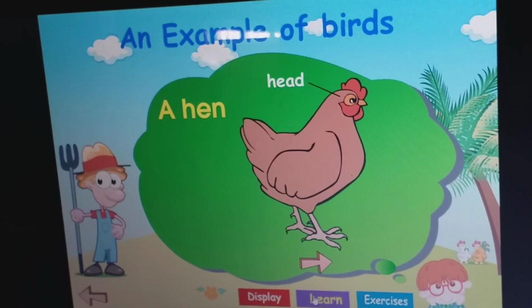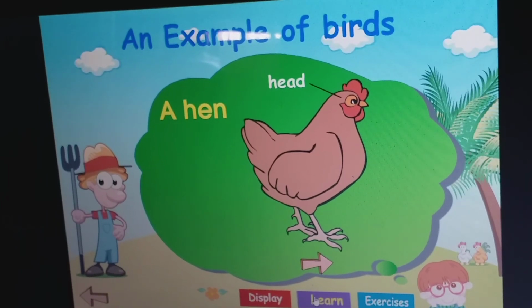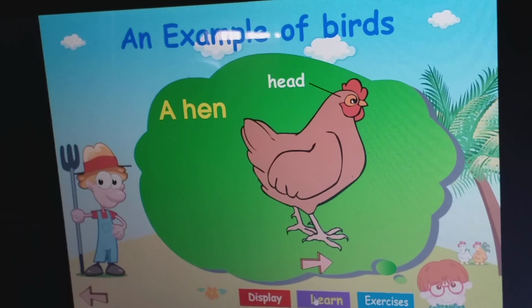Hello everyone, good morning. Today our lesson is about an example of bird. Now just watch and listen carefully.